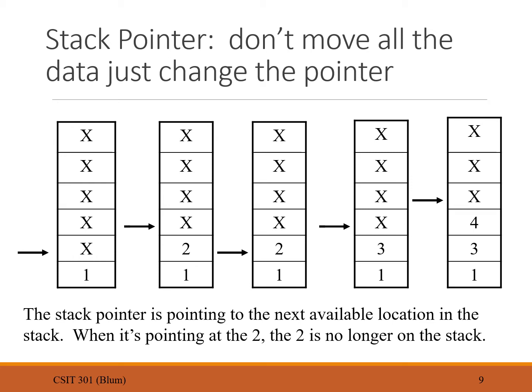The 2 may still be there, but it doesn't matter because it's not something that we can read, and our next push is going to be in that location. So when we push the 3, it overwrites the 2. So it didn't matter whether the 2 was still there in memory or not, because if we read, we would read the 1, and if we push, we're right over that 2. So this is how the stack is controlled by the stack pointer.